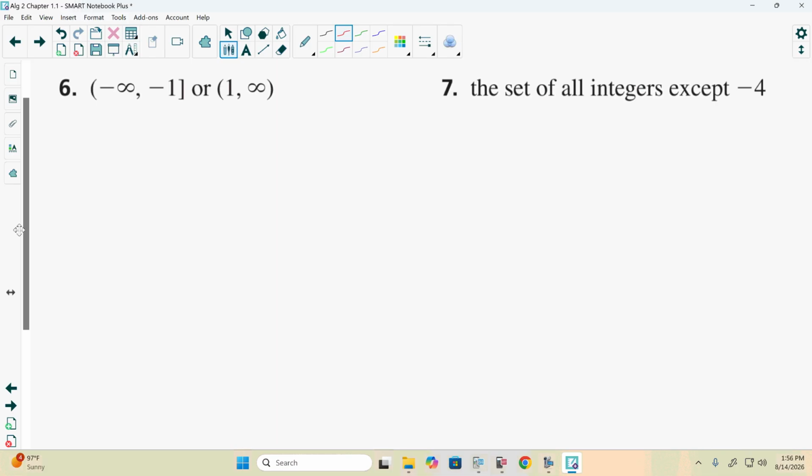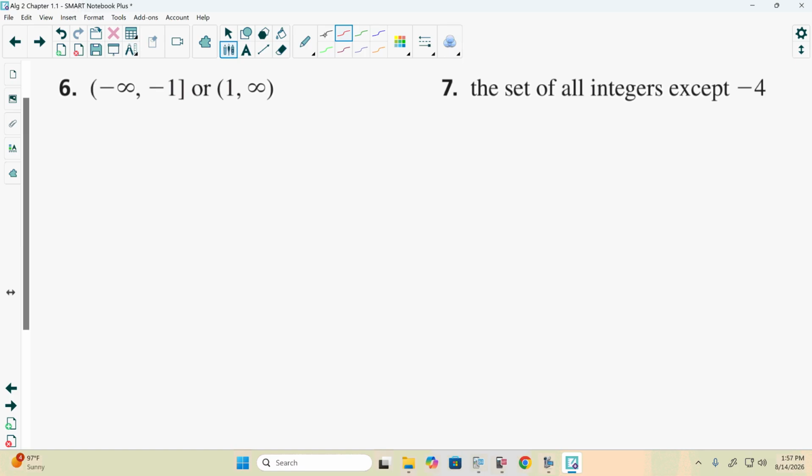Because we have from negative infinity to negative 1 or 1 to infinity. So there is a gap, because all the numbers between negative 1 and 1 are definitely not included. Negative 1 is, but 1 is not. Negative 1 has the bracket saying it is included. 1 has the parenthesis saying it's not included.